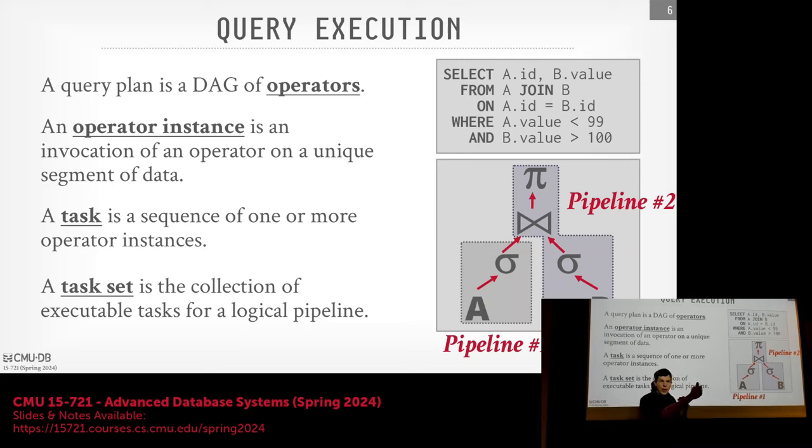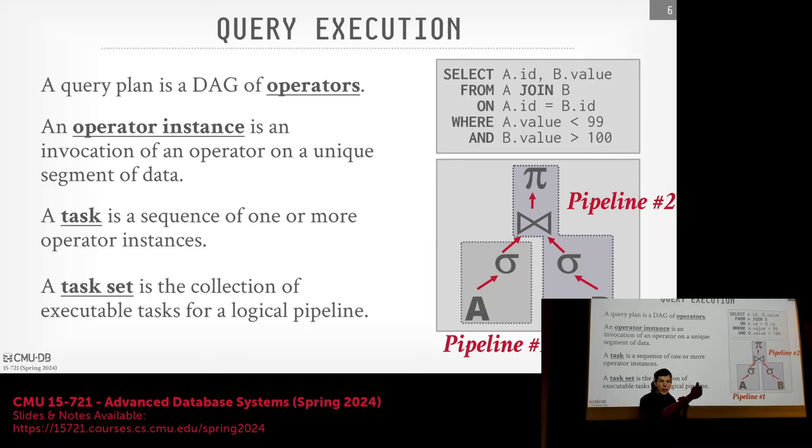I don't want to start running the join or start probing the join on this query until I've populated everything on the A side, because otherwise I could have false negatives. Now, I'm showing this pipeline going all the way up on one side. That's ideally what we're going to want to do to maximize the reuse of data, to minimize the number of cycles per tuple as we go along.